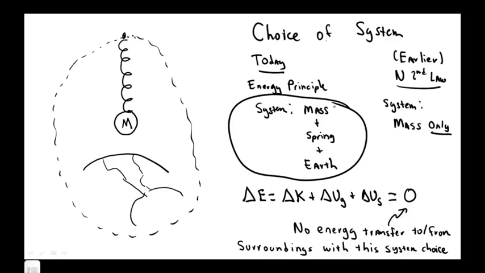The interaction of the system via the attachment point to the spring does not transfer any energy because the attachment point undergoes no displacement, therefore there is no work done, no energy transfer. As a result, the right-hand side of the energy principle here is equal to 0.